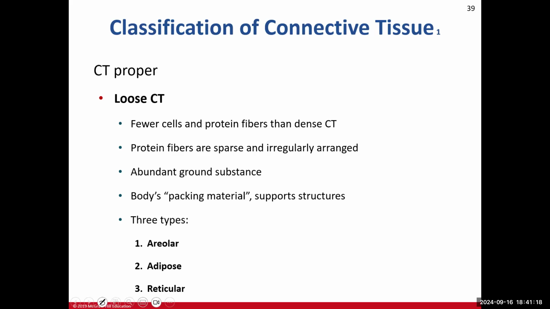So you have the cells that are usually going to be making things like ground substance and the protein fibers. Well, what is the extracellular matrix? Ground substance and protein fibers, right? So in this type of connective tissue, we don't have a lot of cells or protein fibers, but guess what we got a lot of? Ground substance.